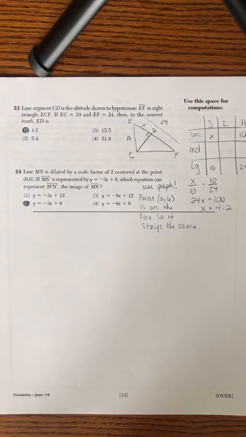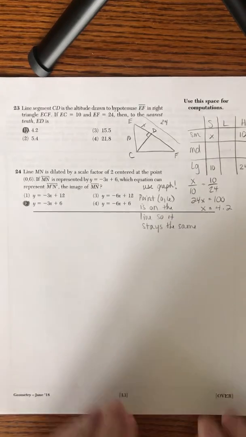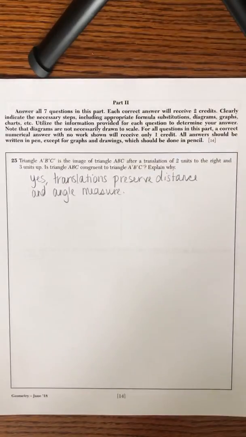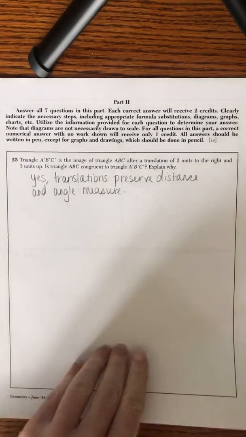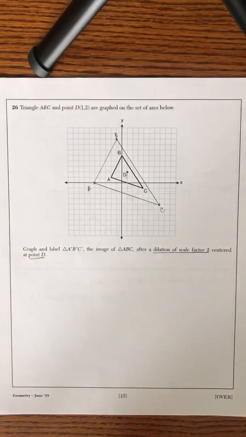23 is the chart. You did have to draw your own picture in order to get the chart, to get that 4.2. And number 24 you should definitely do on graph paper. The point is on the line, so the line stays the same. Moving on, 25. Yes, translations preserve distance and angle measure. 26. Take a look, we're going from point D with a scale factor of 2, so it has to be twice as far away from D.